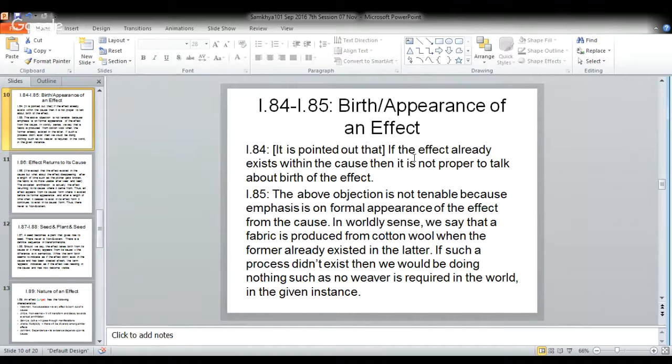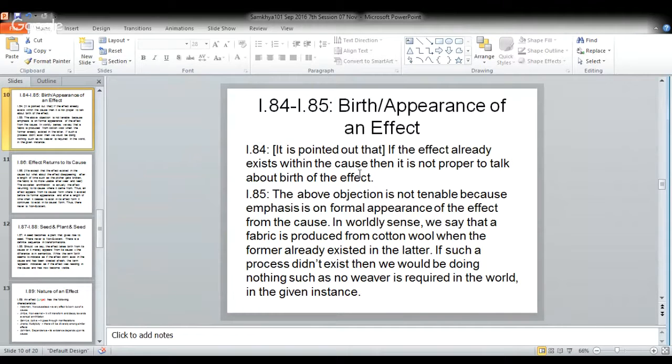If the effect already exists within the cause, then it is not proper to talk about birth of the effect because it's already there in the cause. Now, to this, Kapil will clarify in 1.85. Na, na, meaning no, what you have said is not true.